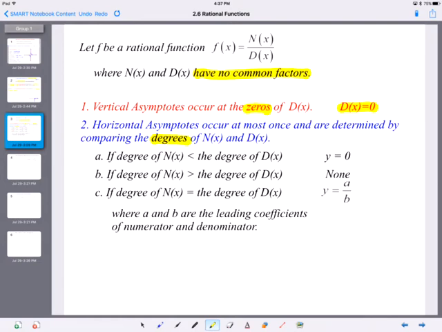So there's basically three things that can happen. The degree of the numerator can be less than the degree of the denominator, and if that is true, okay, if the degree is less than, I'll give you a quick example. So actually, our parent function is this way.